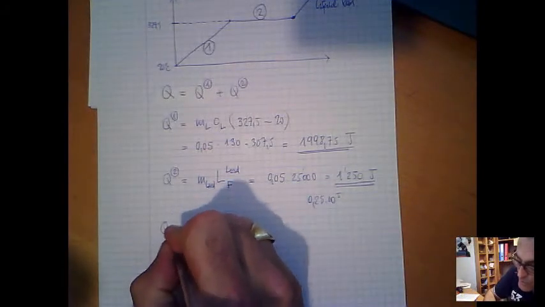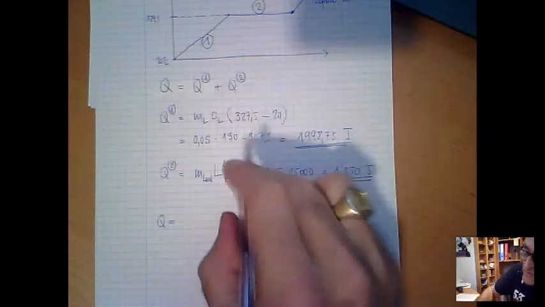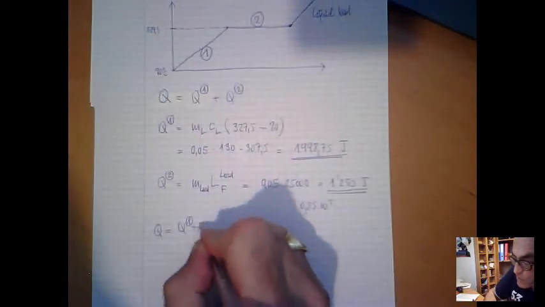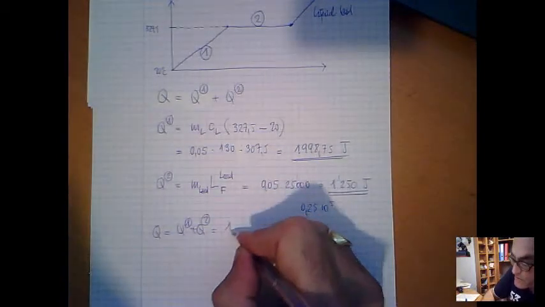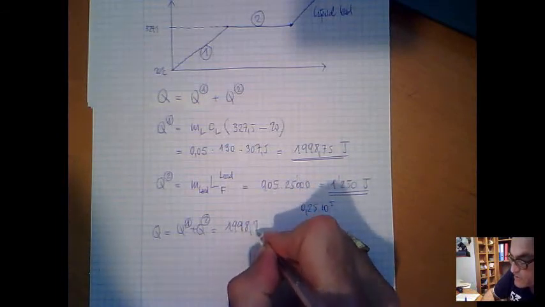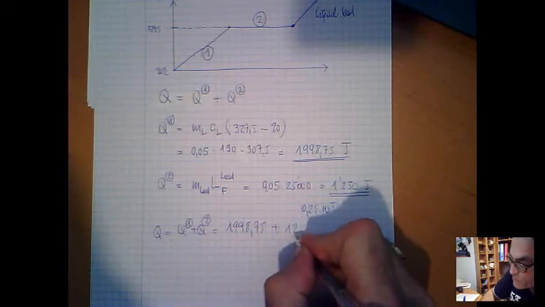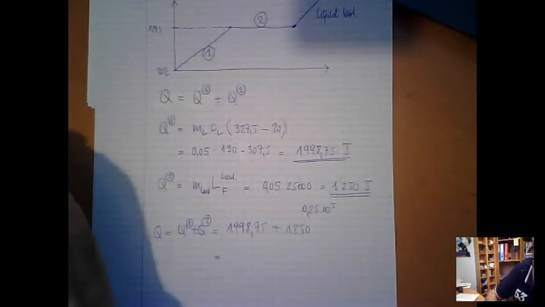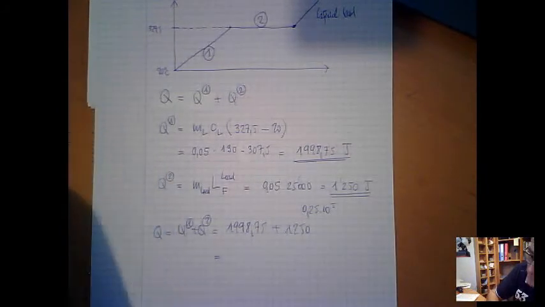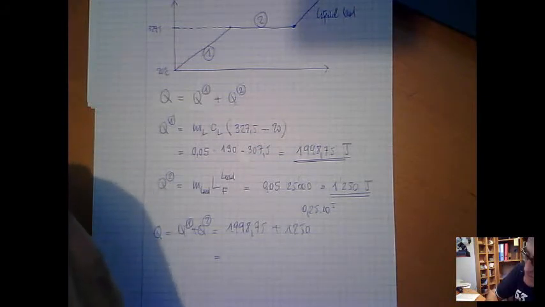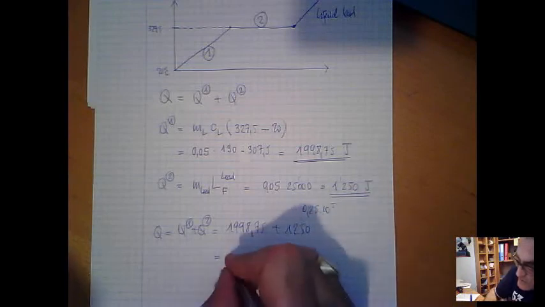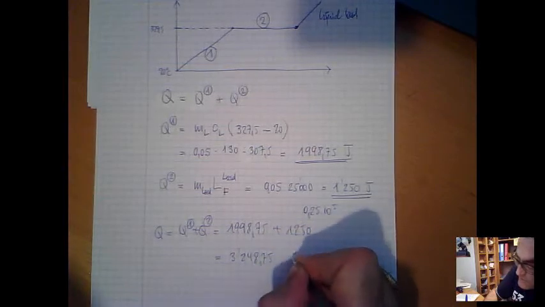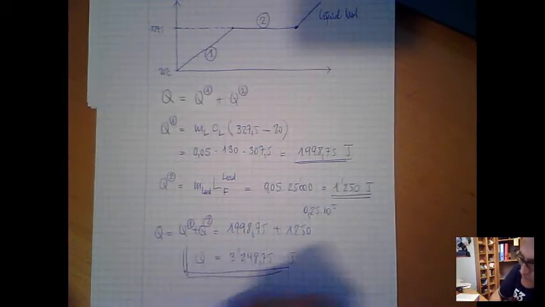And now the total energy we need for this transformation, for going from here to here, is of course going to be the sum Q1 plus Q2, so it's 1998.75 plus 1250, that's 3,248.75 joules. Okay, this is your final result.